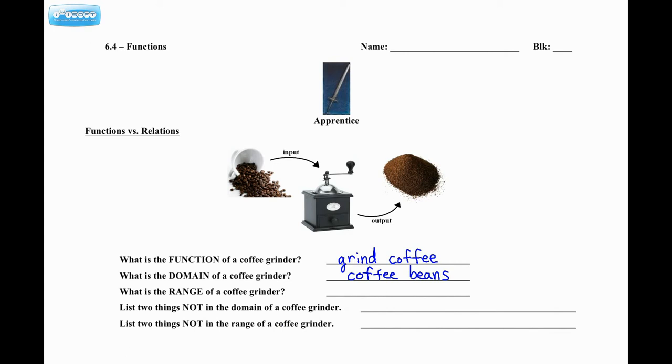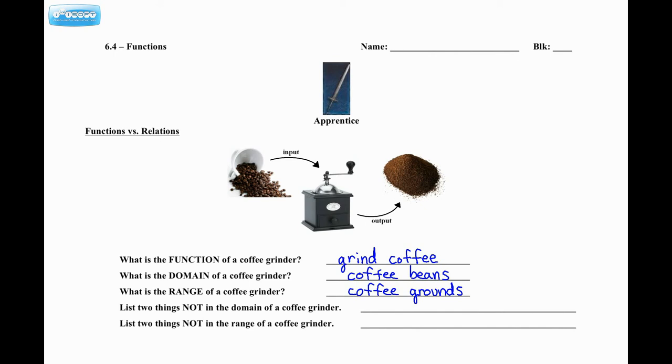What is the range of a coffee grinder? Well, assuming it works properly, it's what comes out. It's the output. So in this case, it's coffee grounds. Okay? That's the only thing that's in the range. All right? You're not going to put in coffee beans, and then work the machine, and then suddenly jelly beans come out. Okay? Those are not in the range. So coffee grounds, that's what's in the range of the coffee grinder.